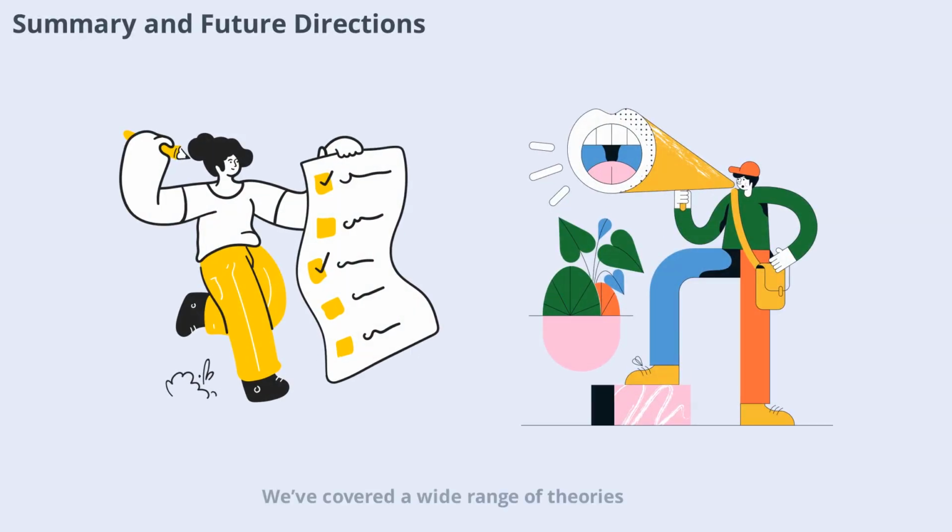We've covered a wide range of theories and models that explain how we process language. From behaviorism to connectionism and from cognitive models to AI, each approach offers valuable insights into the workings of the human mind. As technology advances and research methods improve, our understanding of language processing will continue to grow. The study of language remains one of the most exciting frontiers in cognitive science, promising new discoveries about ourselves and the world around us.